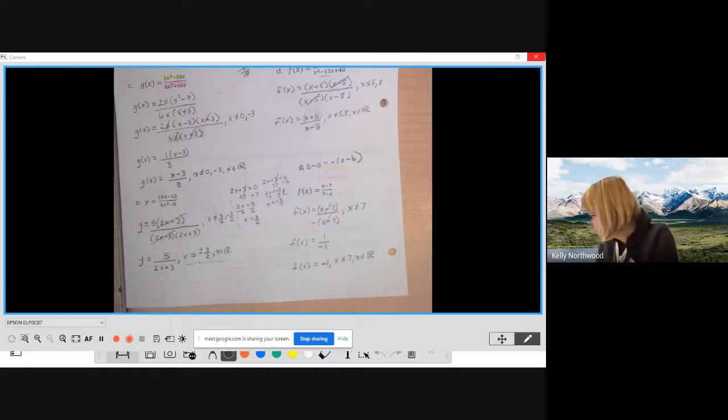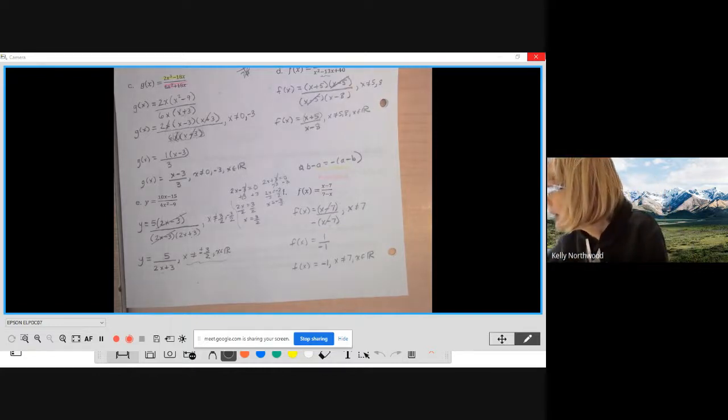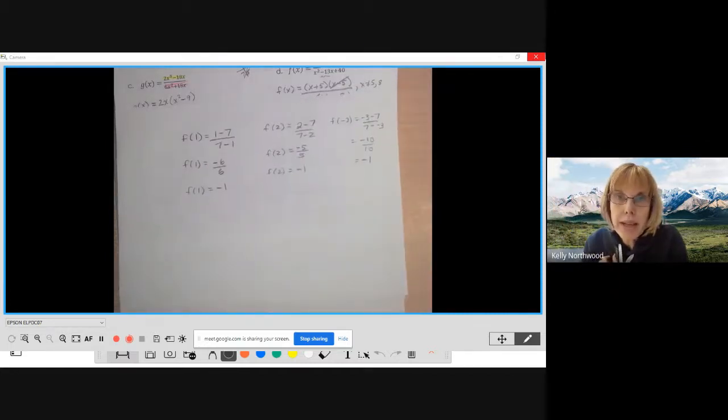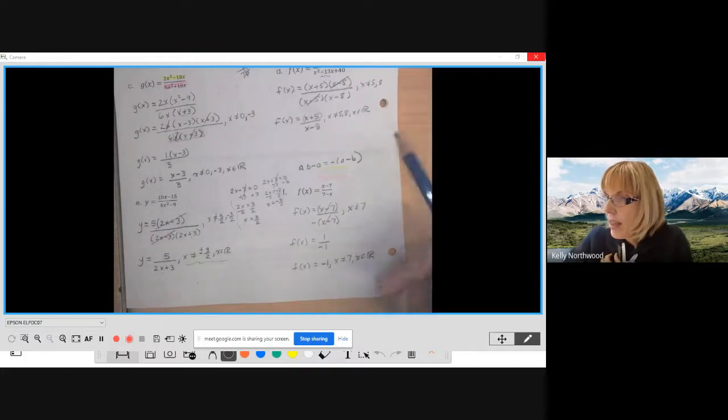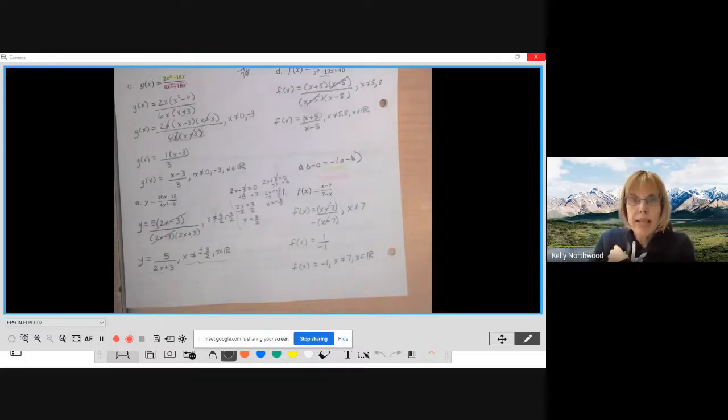And we saw just by subbing it in that it didn't matter what number we chose to put in. When we reduced it, we got negative 1. So it makes sense that x minus 7 divided by 7 minus x should give us negative 1.